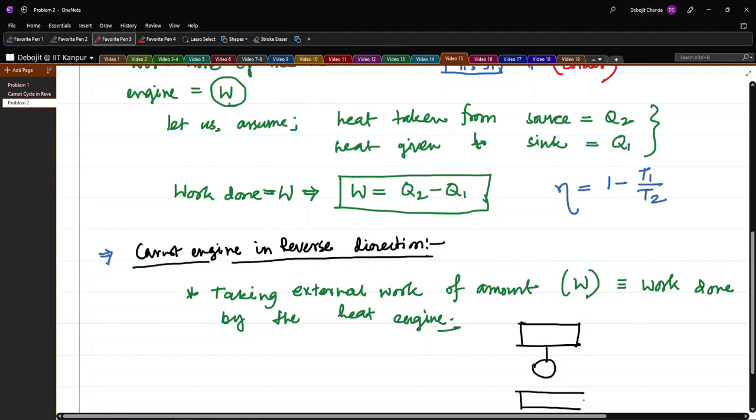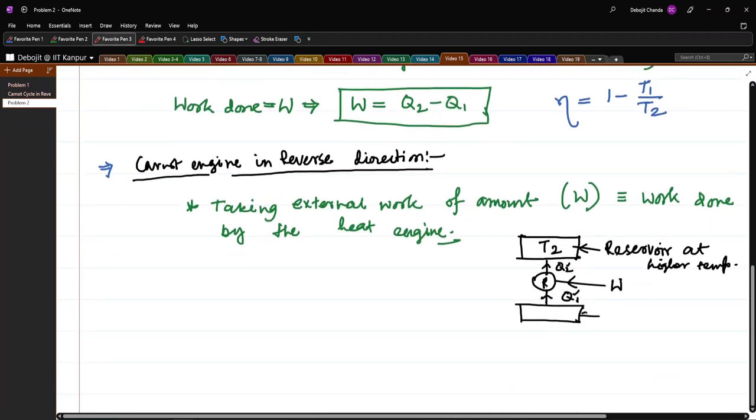So this is working in reverse and taking an amount of work done W and retrieving an amount of heat Q1 dash and returning an amount of heat Q2 dash to the reservoir at higher temperature. It is T2 and this is at lower temperature T1.